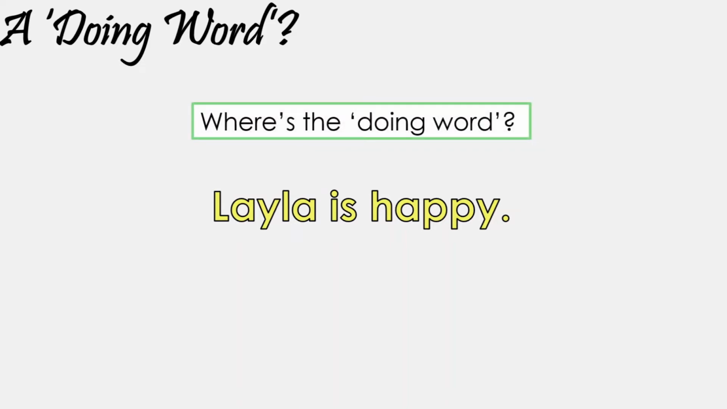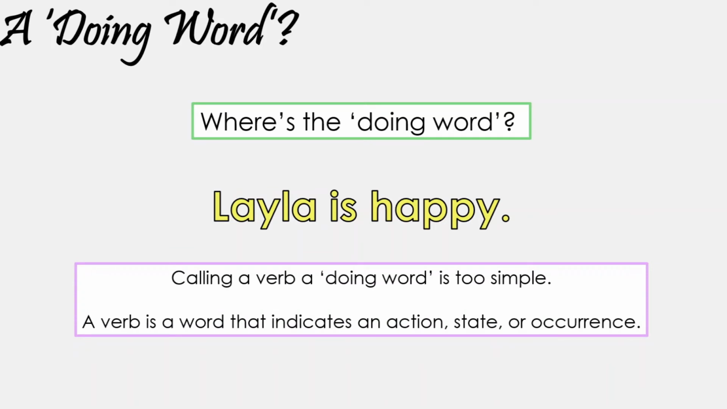The reason that calling it a doing word isn't effective is that it doesn't cover quite a few of the types of verbs. In the sentence, Layla is happy, where's the doing word? There isn't one. You're discussing Layla's state, not what she's doing. Calling a verb a doing word is too simplistic for our purposes. If we stick with that definition, we're going to miss out a lot of verbs when we're analysing a text. So that's why we'll work with the definition that a verb is a word that indicates an action, state, or occurrence. It's just a much more comprehensive definition.